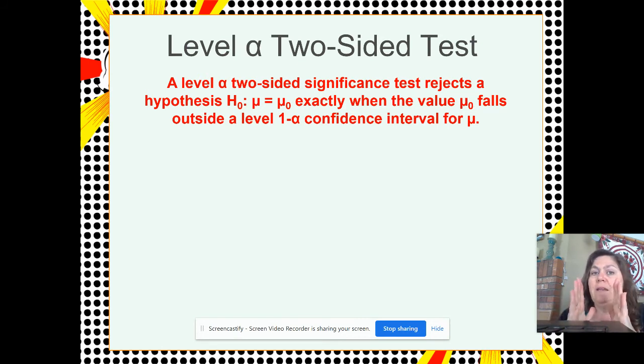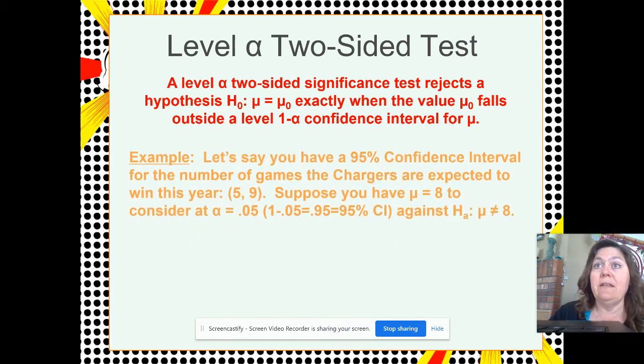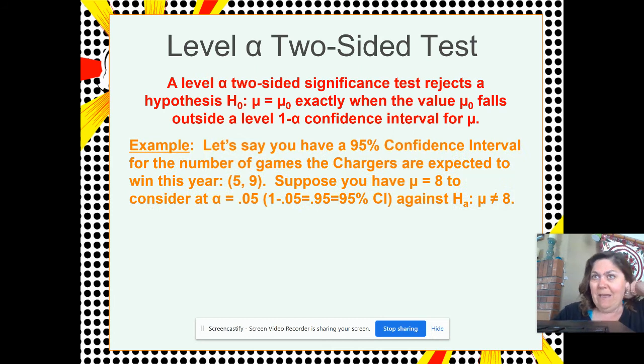So if you're doing a 95% CI, then your alpha is 0.05. That's what's left in your tails. So 1 minus alpha, 1 minus 0.05, is 0.95. That would be a 95% CI. So if that value falls outside of that confidence interval, then you know that you're going to reject that null hypothesis. So let's do an example.